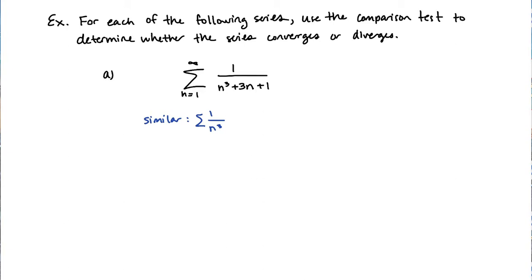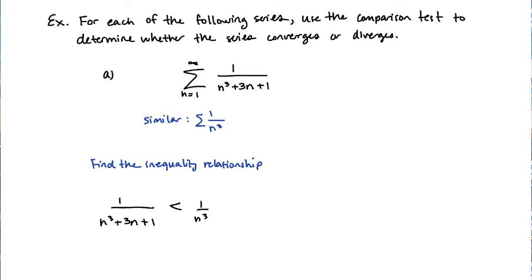When I look at the two series, I want to have an inequality that compares them. So we're going to find the inequality relationship. Fortunately, the numerators are the same, and the denominator on our original series is bigger. If the denominator is bigger, it's like comparing 1/4 to 1/3. Bigger denominator means smaller fraction. So I know that 1 over n cubed plus 3n plus 1 must be smaller than 1 over n cubed.